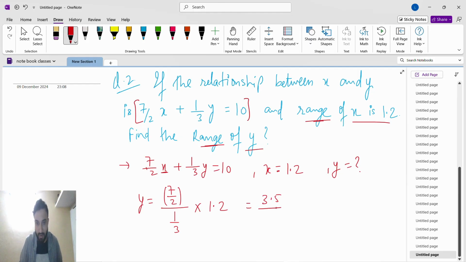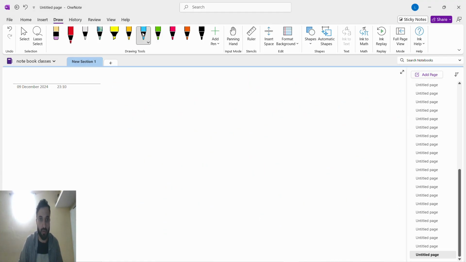So 3.5 divided by 1 by 3. 1 by 3 is 0.33, into 1.2. So we do 3.5 divided by 0.33, and whatever you get, multiply by 1.2. Yes, the answer is 12.72. That's it. We'll do the next question, question number 3.